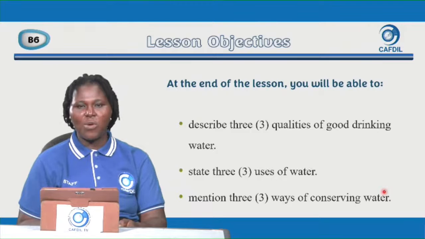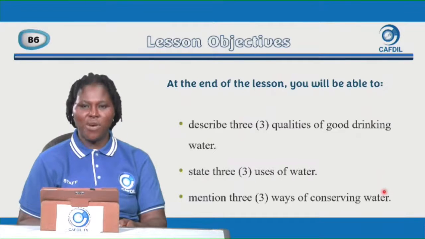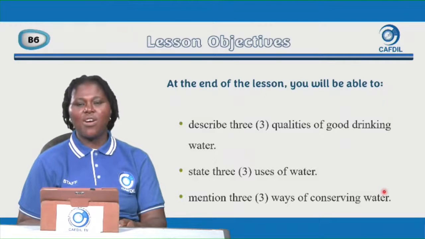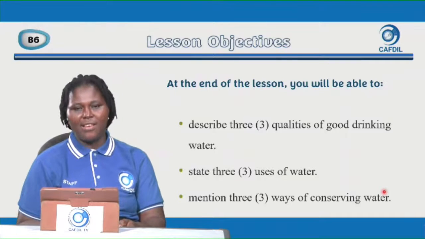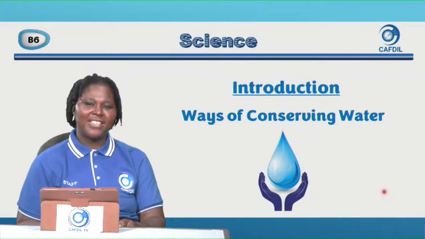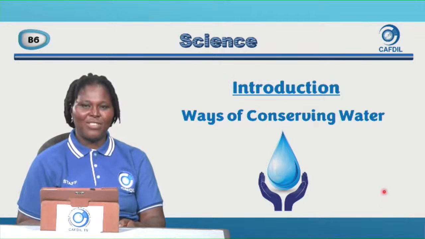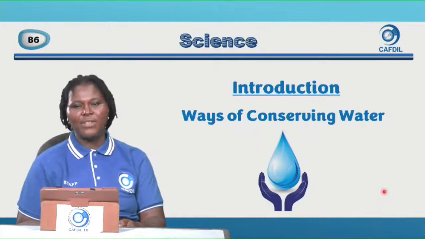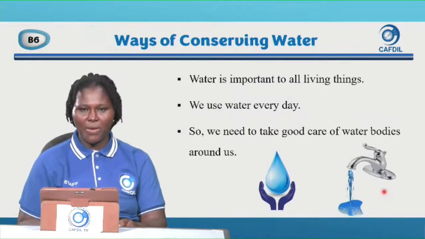So these are our lesson objectives. Describe three qualities of good drinking water. State three uses of water. Then mention three ways of conserving water. So let's start our lesson. Introduction. Ways of conserving water. That is our topic.